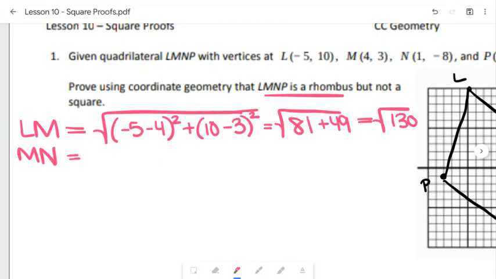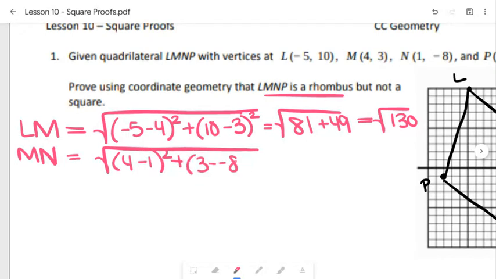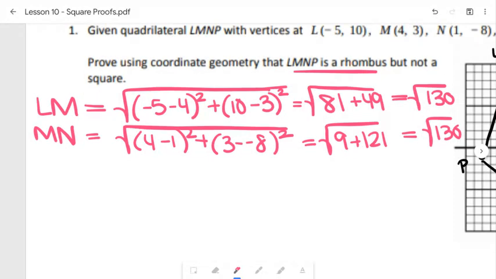Okay, we repeat the process for each of the sides. So now I'm looking at MN. Notice I'm labeling each side as I go. So 4 subtract 1 squared plus 3 subtract -8 squared. So now we're looking at 3 squared, which is 9, 11 squared, which is 121, and we still get 130. So it's checking out so far.